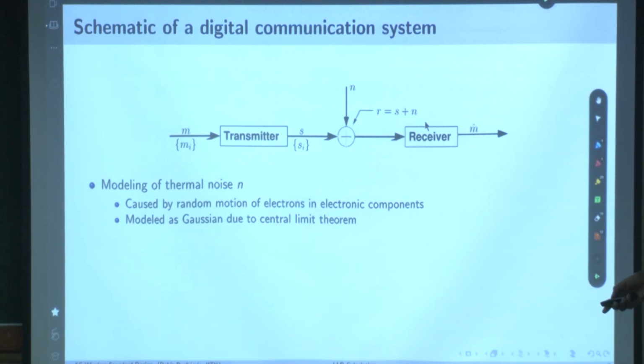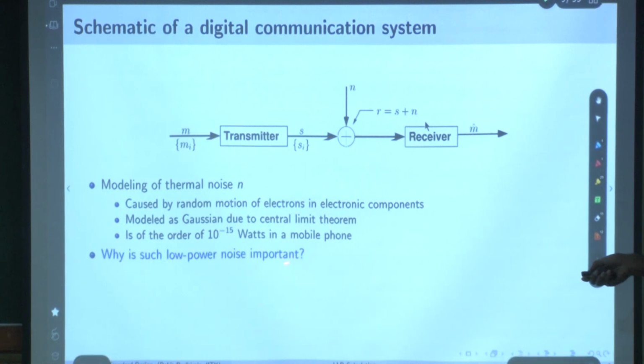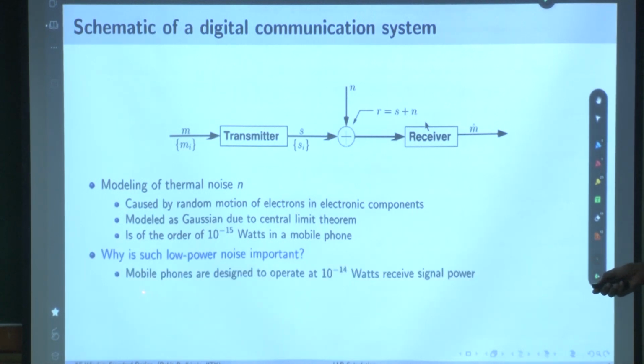That's the reason we use this additive white Gaussian noise channel, and it is of the order of 10 to the power minus 15 watts in a mobile phone. And why does this become relevant? That is the first question we need to ask. These mobile phones are designed to operate at a received power of 10 to the power minus 14 watts, as low as that. And just to give you an example, your mobile phone transmits at a power of 250 milliwatts.